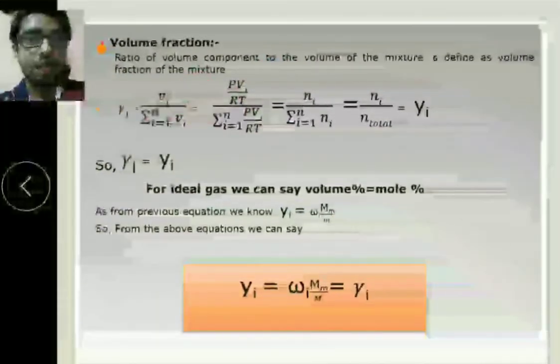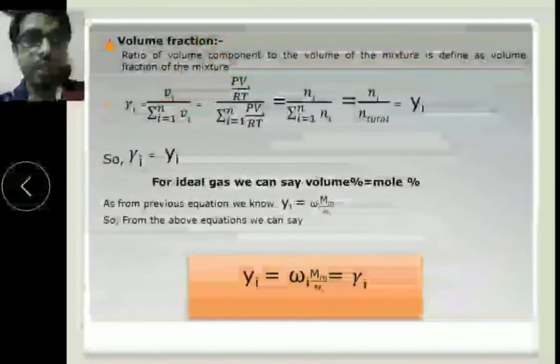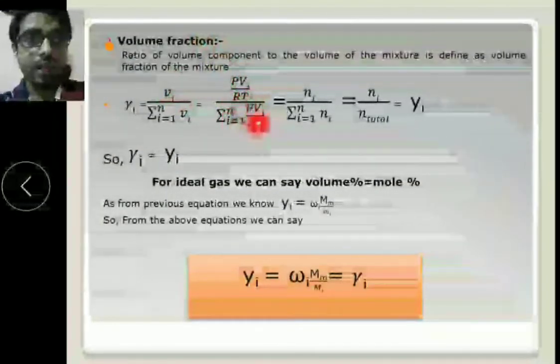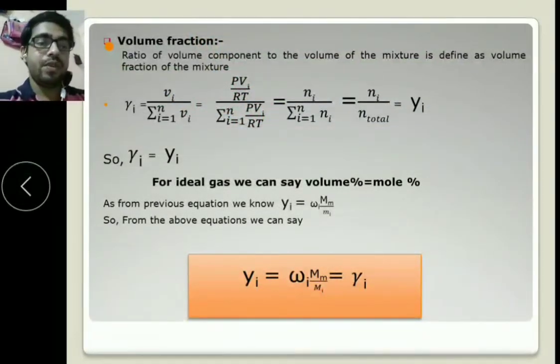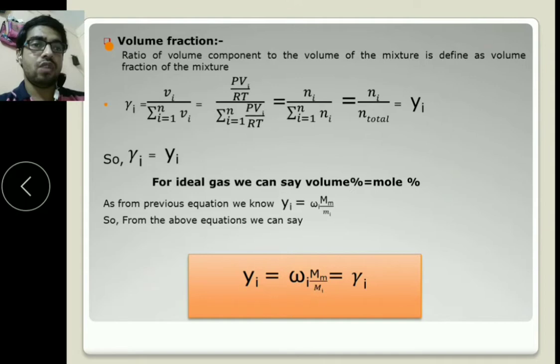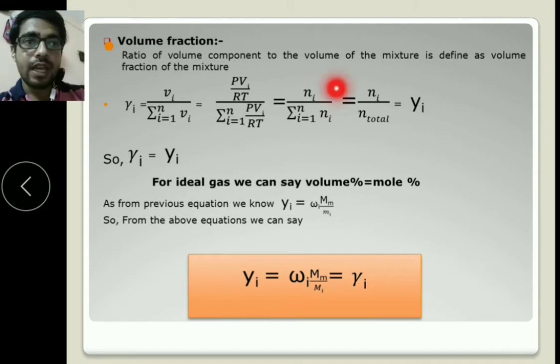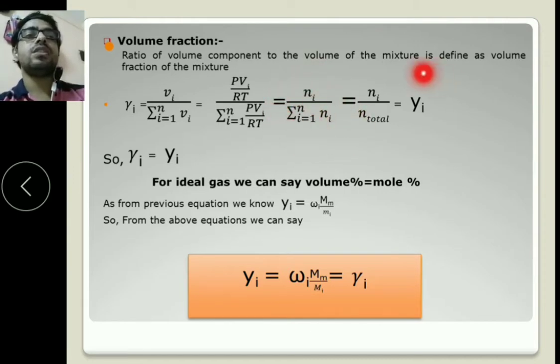Okay, so here we have V, and we multiply P by RT in both numerator and denominator. For an ideal gas we know PV equals nRT, where n is the number of moles. So P by RT is equal to n from that formula. So here we get Ni by summation of Ni, and we know Ni by summation of Ni means mole fraction. So volume fraction is equal to mole fraction, and volume percentage equals mole percentage for an ideal gas.